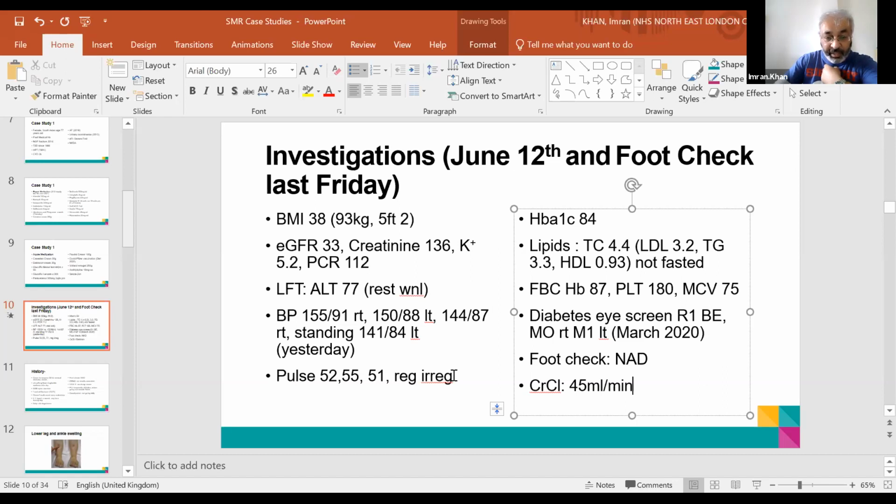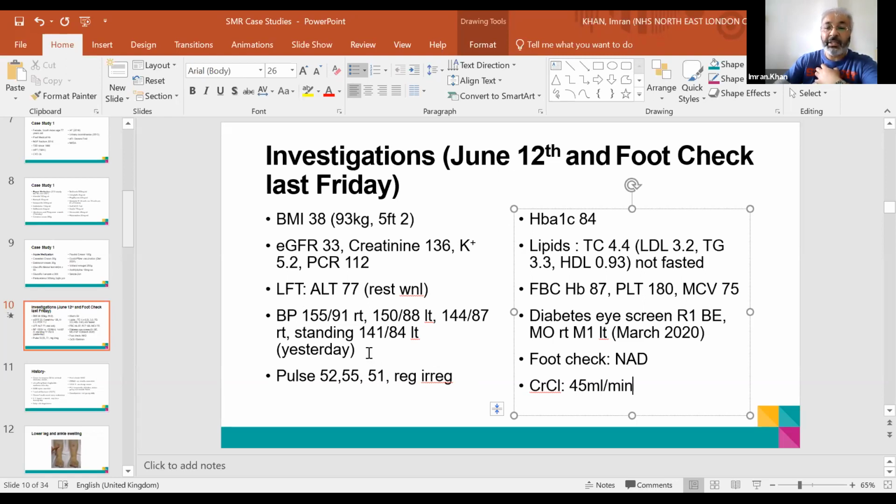Her pulse is fine. It's okay considering she's on a beta blocker. It's regularly irregular. Well, it will be. She's got AF. So we know what's happening there. Now, save that kidney. We need to control this. We're going to do a diabetes referral. We're going to do a renal referral, but we need to manage his blood pressure.